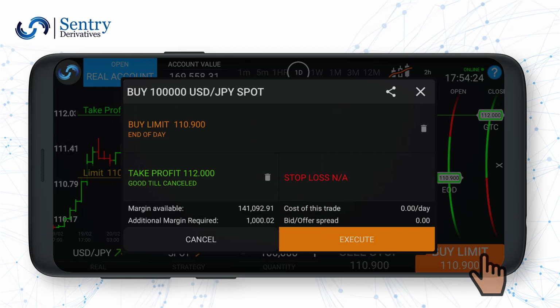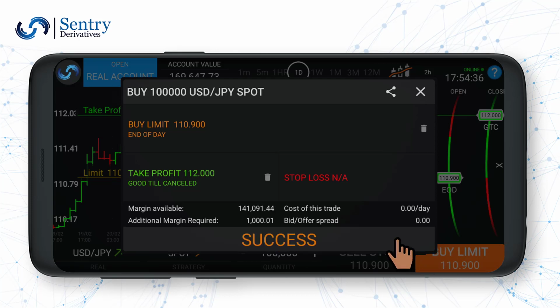Click Buy. Here's our execution screen. If you like it, everything looks good, click Execute. And you can also hit that sharing button in order to share it with your friends.